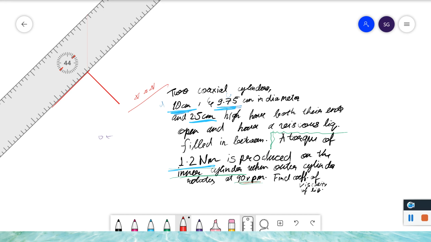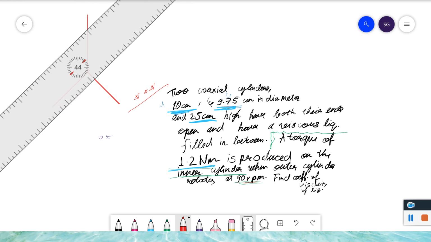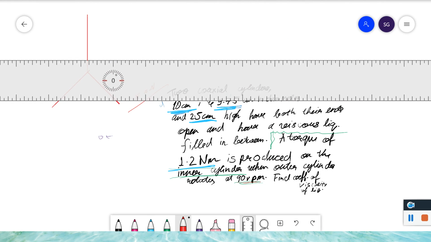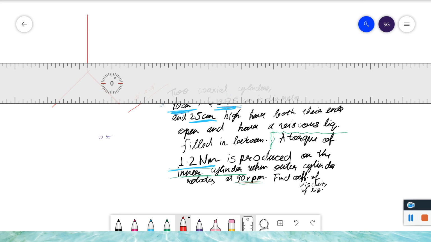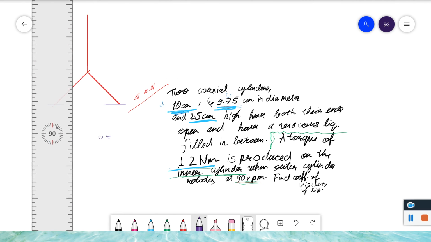I'm just doing the cross section view. Okay, so I will just start with here first. The cross section view is as follows. This is two cylinders, and let me do the cross section view. These are two cylinders.